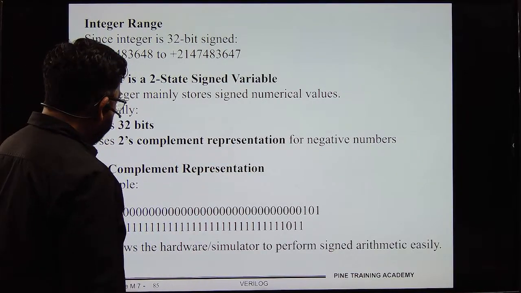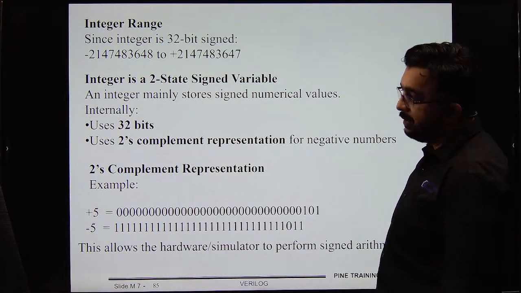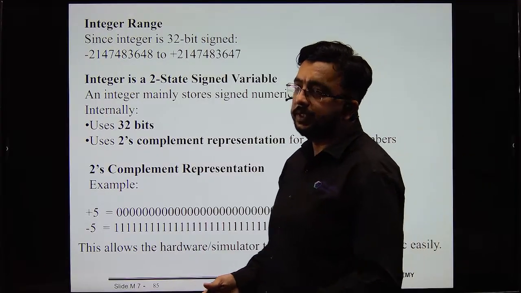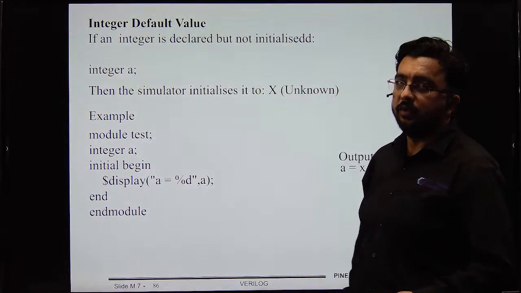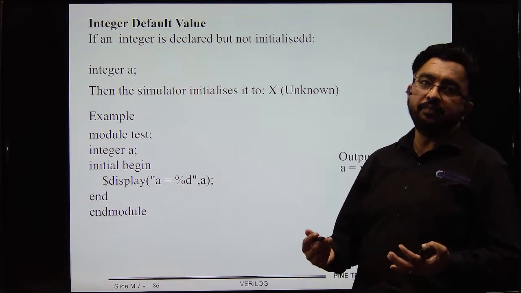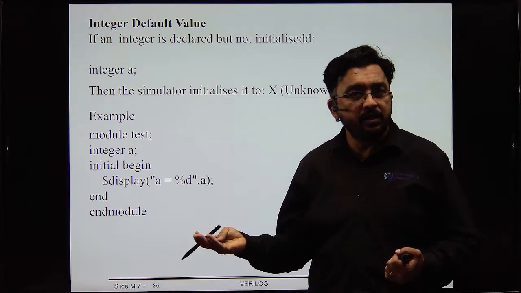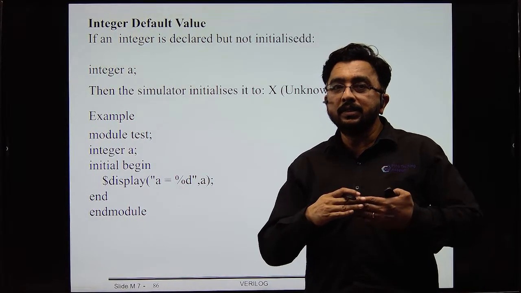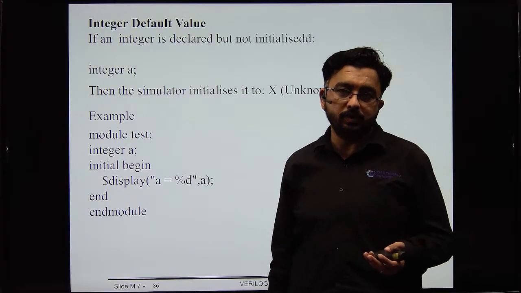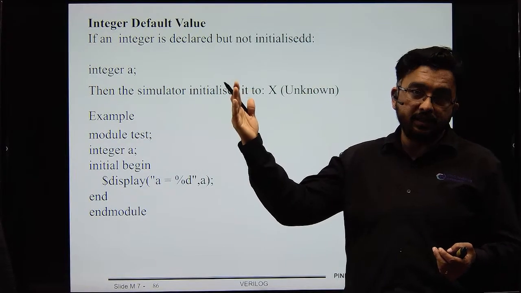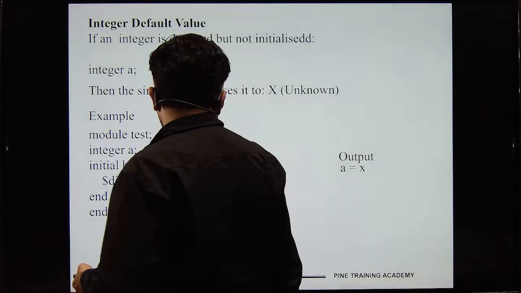So this allows the hardware simulator to perform signed arithmetic easily. Integer basically helps you perform any negative operation very easily. Now, integer default value, very important. What is the default value of integer? Like wire is x, reg is z. Why is wire x? Because something is working as an input, something as an output. Reg is z, and the default value of integer is x.